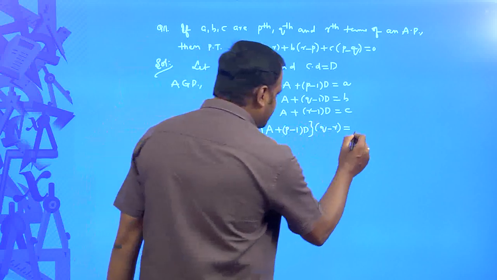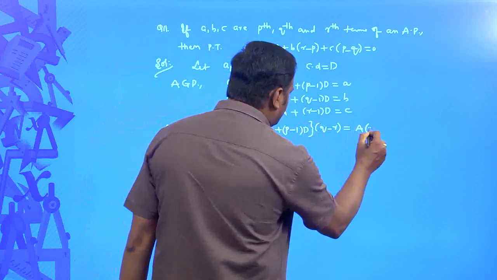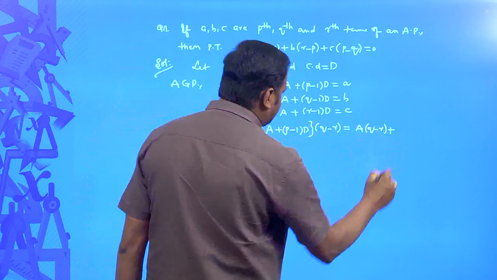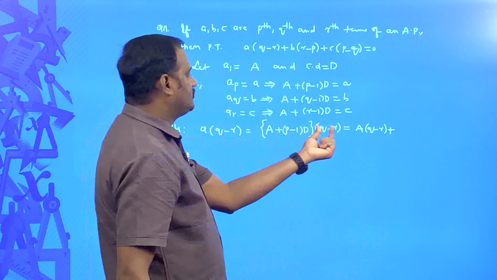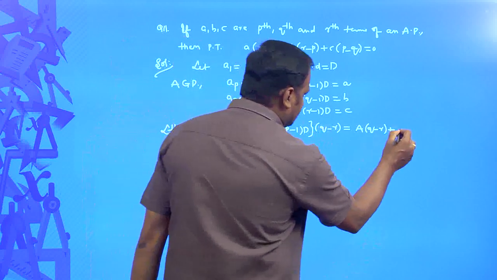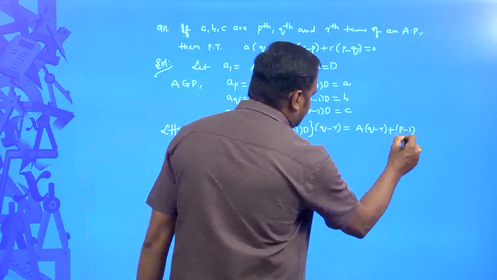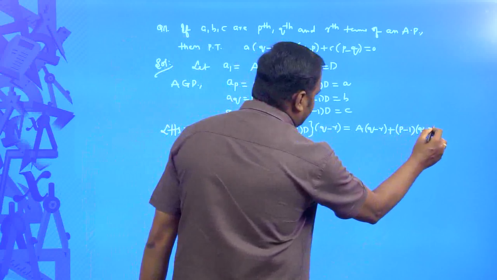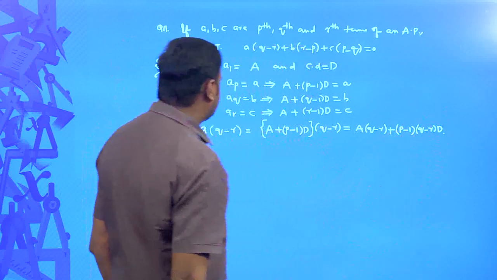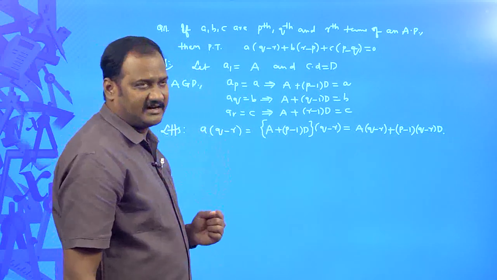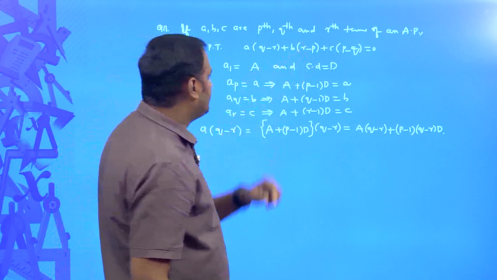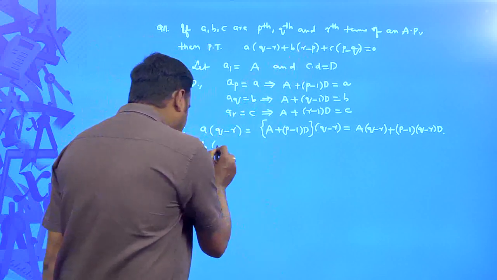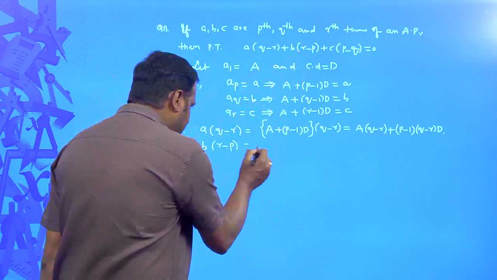Okay? Then it would be A into (Q minus R) plus (P minus 1) into (Q minus R) into D. So, (P minus 1) into (Q minus R) into D. This is what is A into (Q minus R). What is the second one? B into (R minus P). So, B into (R minus P) is going to be worked out the same way.